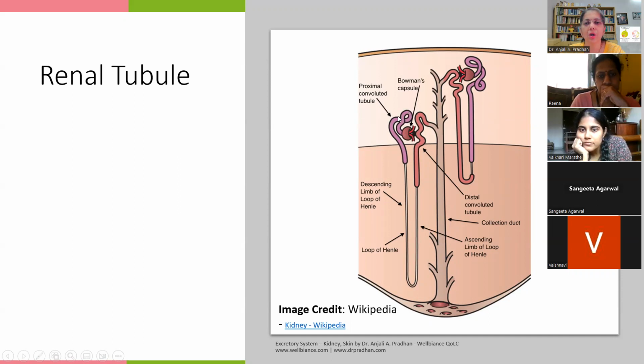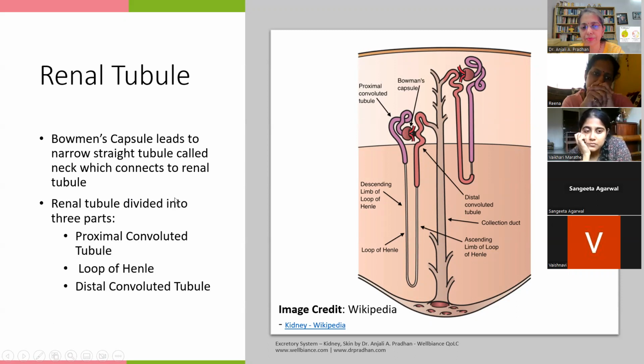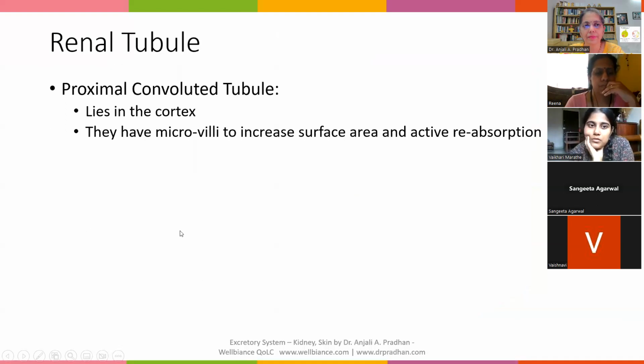This is proximal convoluted tubule. Leads to narrow straight tubule called neck, which connects to renal tubule. Then comes descending loop of Henle, ascending loop of Henle, proximal and distal convoluted tubule, and then collecting tubule. We have seen this. Okay, it lies in the cortex. They have microvilli to increase the surface area, and it helps in reabsorption.